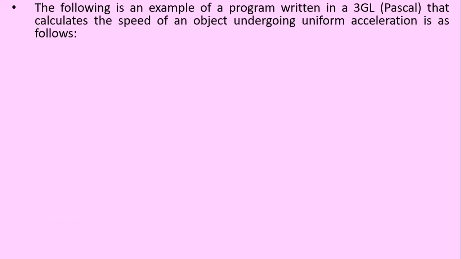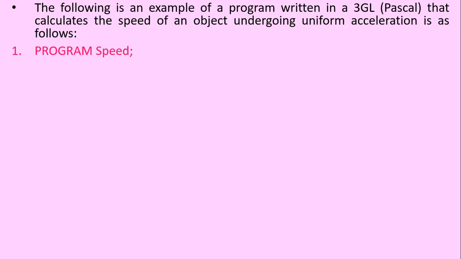The following is therefore an example of a program written in a third-generation language, specifically Pascal. This program is meant to calculate the speed of an object undergoing uniform acceleration. And here is the example that I have written for you, my dear student, and the rest of the learners, to help you have a general understanding of how we develop a modularized or structured program using Pascal. When we are writing Pascal, we normally begin with the header, program speed.